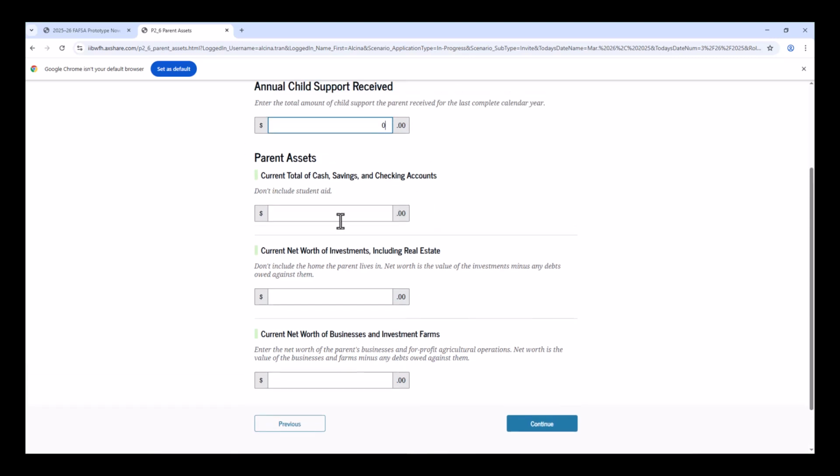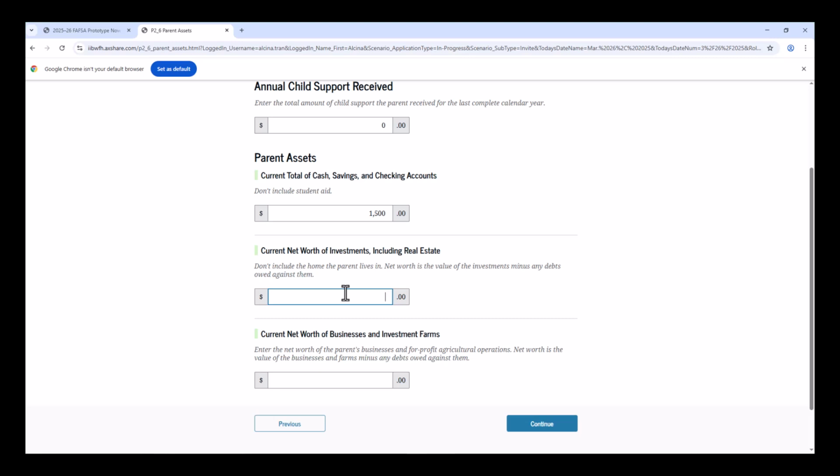And then lastly, we are going into the parent asset. So we're going to be entering in the same as we did with the student. Parent will need to enter in their total of cash, savings, and checking, the amounts they have in those accounts. So I'm going to just put a number in here. And then net worth of investment. Again, this is any stocks, bonds, CDs, or real estate that you may have. This also includes a college saving plan. So if you have any 529 college saving plan, you'll enter that amount here.